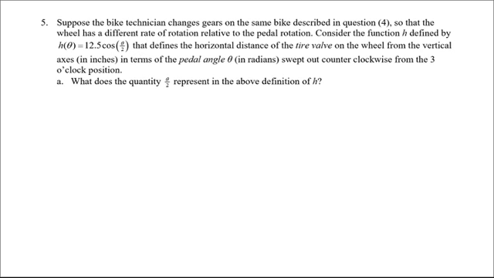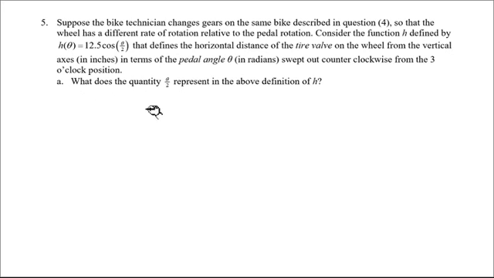So now we're dealing with a circular path driven by radius 12.5. And this defines the horizontal distance of the tire valve on the wheel from the vertical axis in terms of the pedal angle in radians swept out counterclockwise from the 3 o'clock position. And I think what they're asking here is straightforward enough.